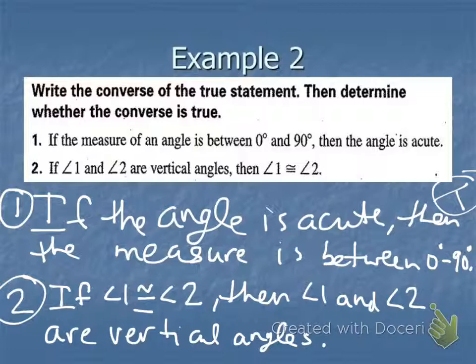Let's see if we can come up with a counterexample. Can you think of any time that angle 1 and angle 2, or any 2 angles, could be congruent that aren't vertical angles? Are vertical angles the only time they're congruent? For this to be true, it has to be true every single time. So every single time 2 angles are congruent, they're vertical angles. What about two right angles? We just learned that all right angles are congruent. Are those vertical angles?